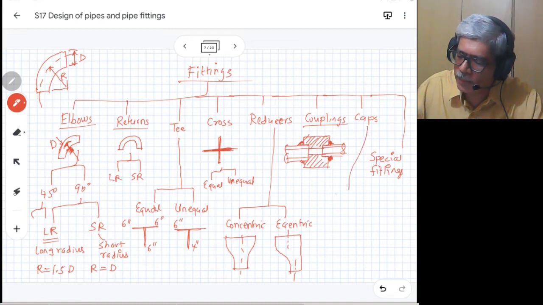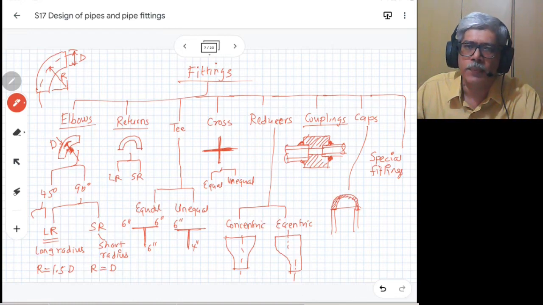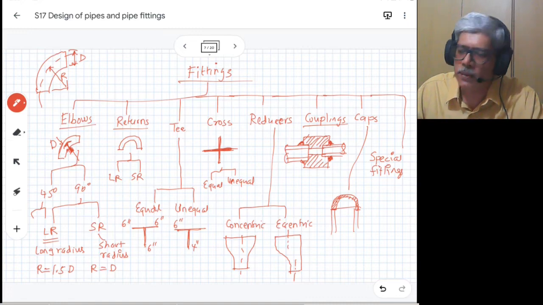Caps are nothing but the blanks. So they are essentially end covers. So they are used to blind or close a joint. So this is the cap. So the cap again can be various shapes. They could be flat or they could be ellipsoidal and so on.